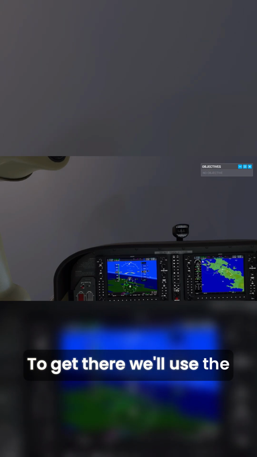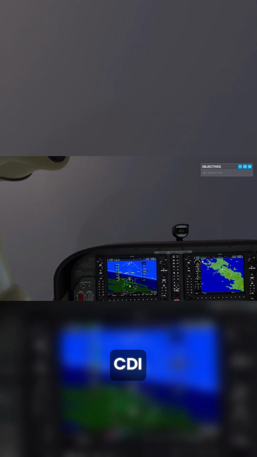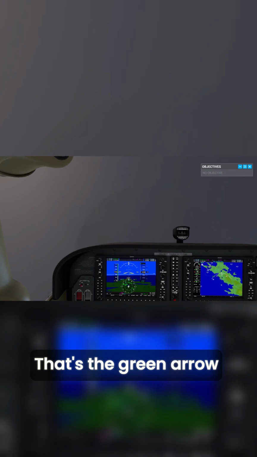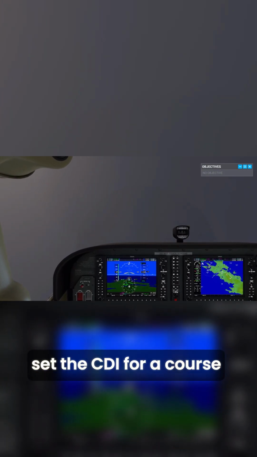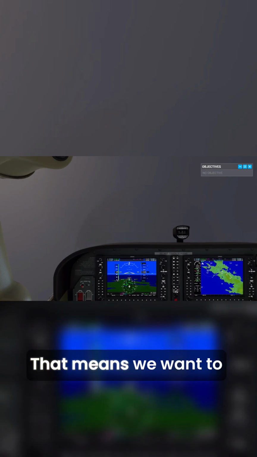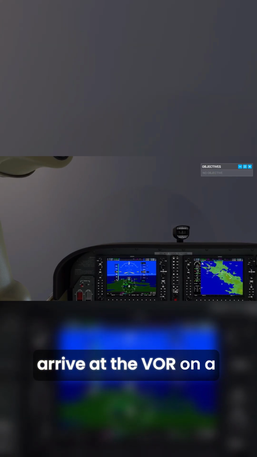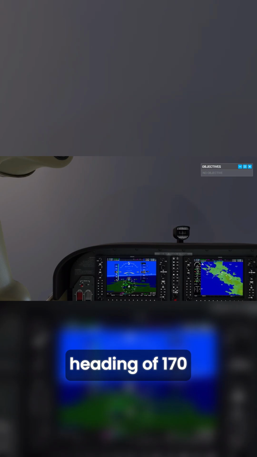To get there, we'll use the course deviation indicator, CDI. That's the green arrow and bar on the HSI. I've set the CDI for a course of 170. That means we want to arrive at the VOR on a heading of 170.